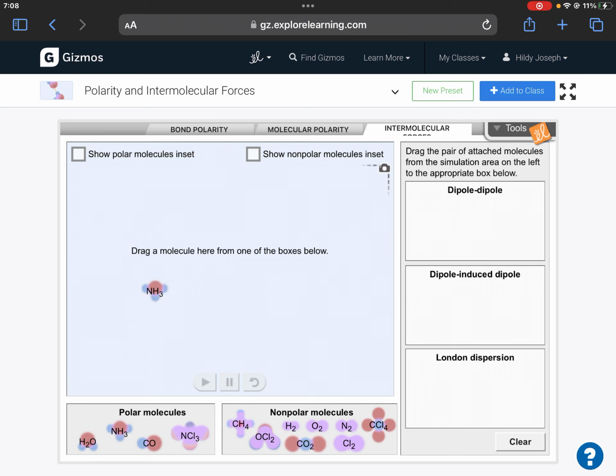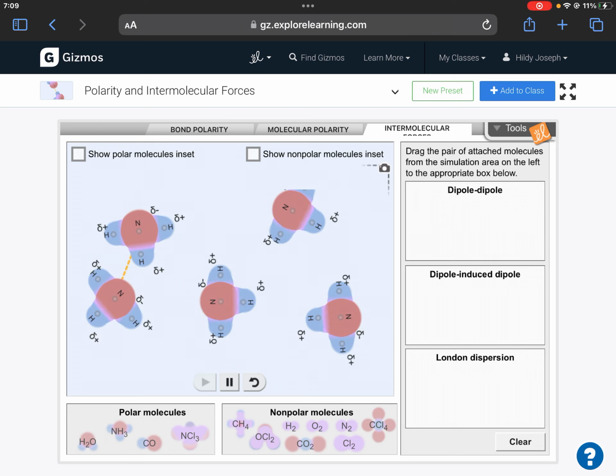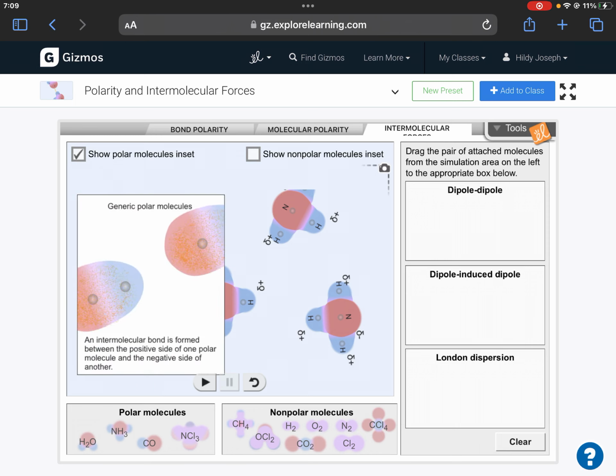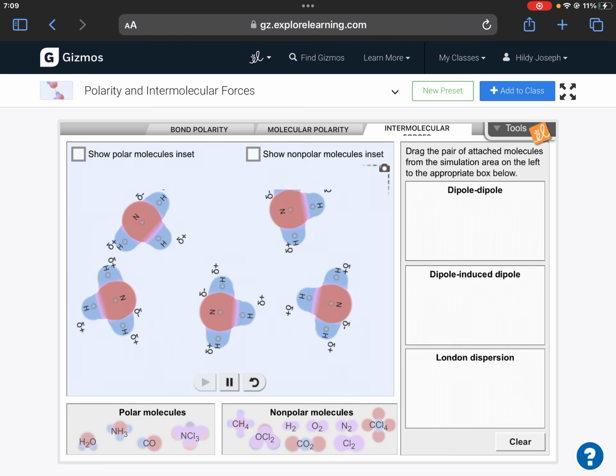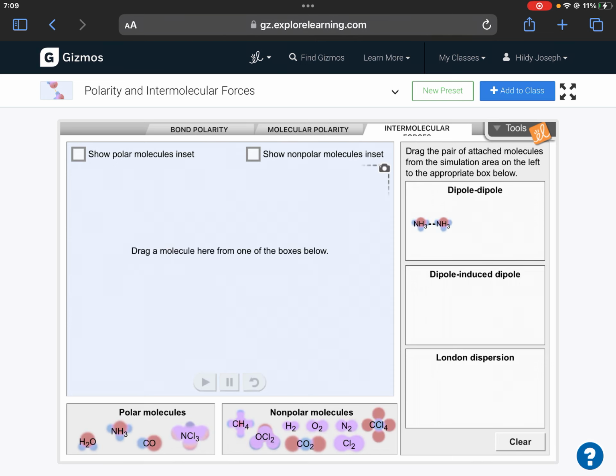So I could have something like this, NH3. This has a permanent dipole, and I have a partially negative nitrogen and partially positive hydrogen. When the partially positive and partially negative just happen to line up and be right next to each other, something like that, that's an intermolecular force. You'll see it's not a real bond. It just kind of forms and unforms, forms and unforms. This is what we would call a dipole-dipole because I have a permanent dipole.